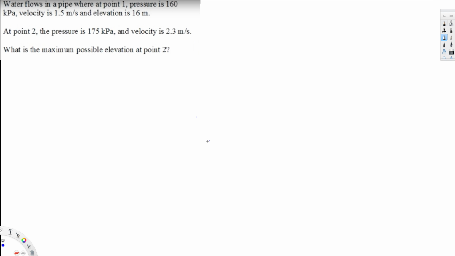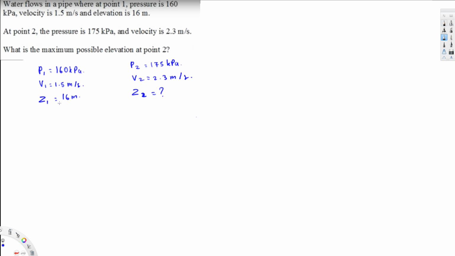So let's see how we can do this. In this case we are going to use the Bernoulli equation. Before that I am going to collect the information that is provided. So we have the pressure one, P1 is equal to 160 kilopascal, and velocity 1 is equal to 1.5 meter per second, and the elevation, let's say elevation is Z, Z1 is equal to 16 meter. And information about point 2, we have the pressure 2 is equal to 175 kilopascal, and the velocity 2 is equal to 2.3 meter per second, and we have to find Z2, that's the question.